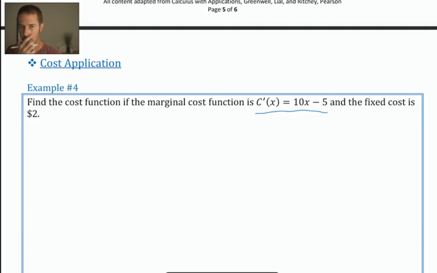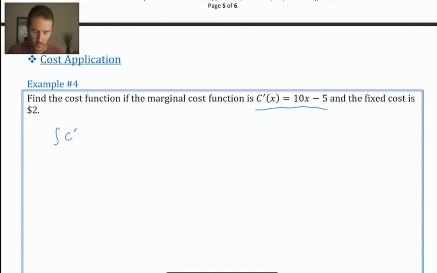Let's try it. Normally, if I told you to find the marginal cost function, you would take the derivative. Now I'm giving you the marginal cost function and asking you to find the cost function, which means you have to take the antiderivative, or the integral. So the integral of the marginal cost function, integrating with respect to x, means I'm integrating 10x minus 5 with respect to x.